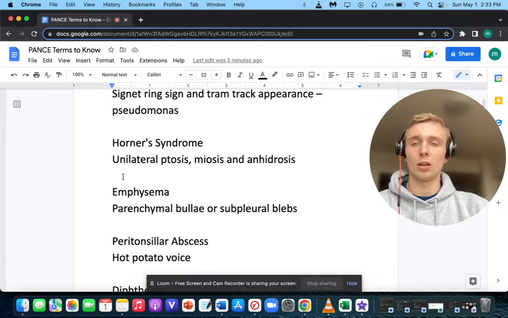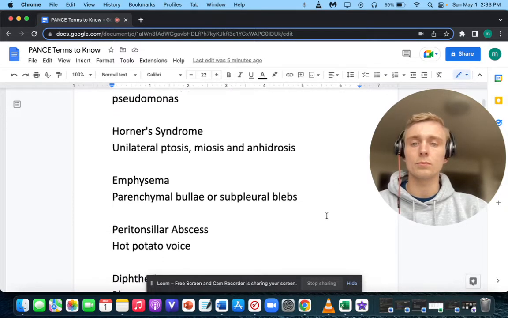So what's unilateral ptosis, miosis, and anhidrosis? That's Horner syndrome. So Horner syndrome, unilateral ptosis, miosis, and anhidrosis. So anhidrosis is dry eyes, miosis is narrowed or constricted pupils, and ptosis is drooping of the eyelid.